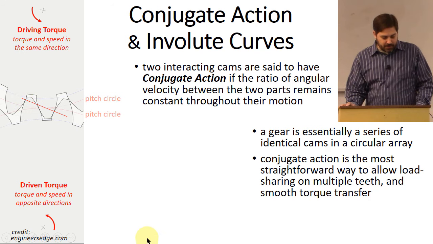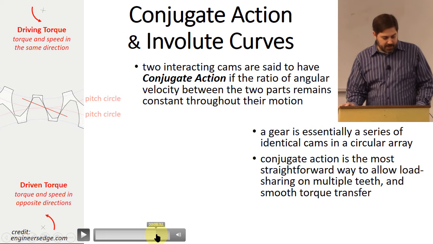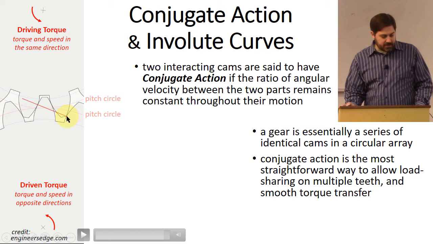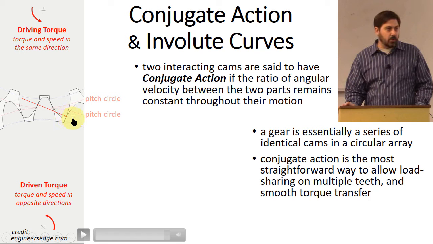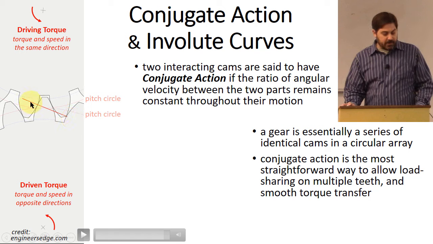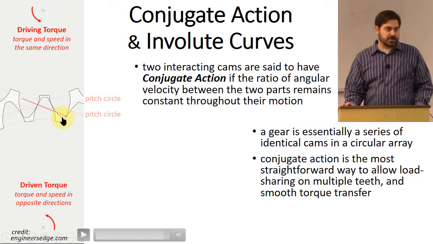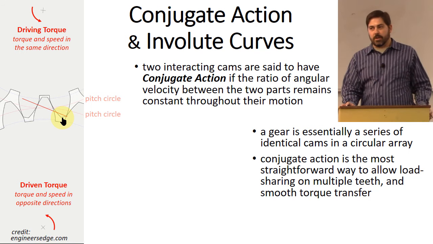Now I'm going to move this a little further forward. You'll notice that the point eventually reaches a spot where it comes out of contact. It reaches the end of this little line right here, and then at some point it no longer makes contact. One of the things you would like is to make sure that the next tooth that's going to carry load has already come into contact before this one leaves. Otherwise, you're not going to get smooth transmission of torque from one gear to the other.